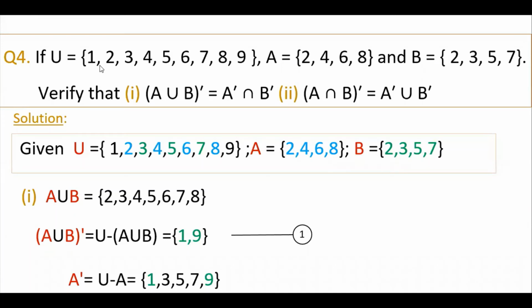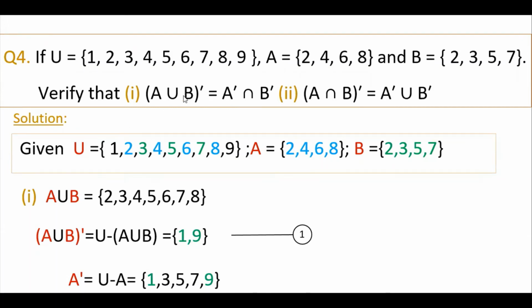This is the fourth problem. Here sets A and B are given and the universal set is also given. And we have to verify the first one: the complement of A union B is equal to the intersection of their complements. So first write the universal set, A set and B set. So here all the elements 2, 4, 6, 8 are here, also in the universal set 2, 4, 6, 8 and 2, 3, 5, 7 and 2, 3, 5, 7. So these are the elements of the universal set.